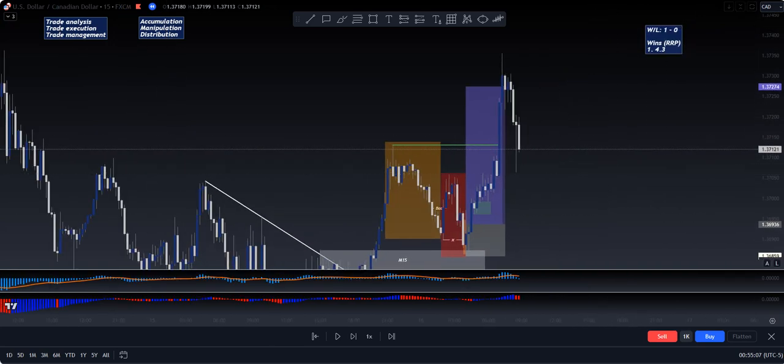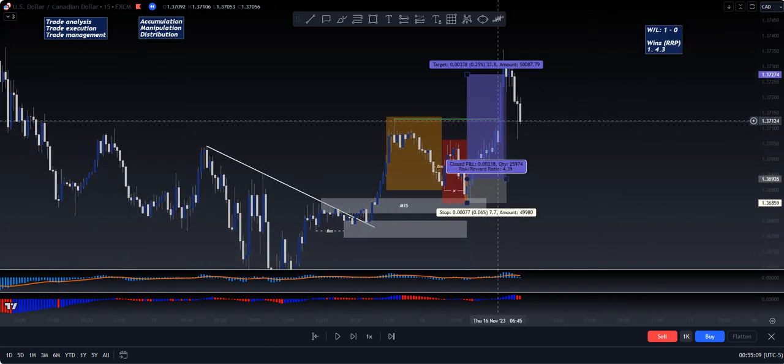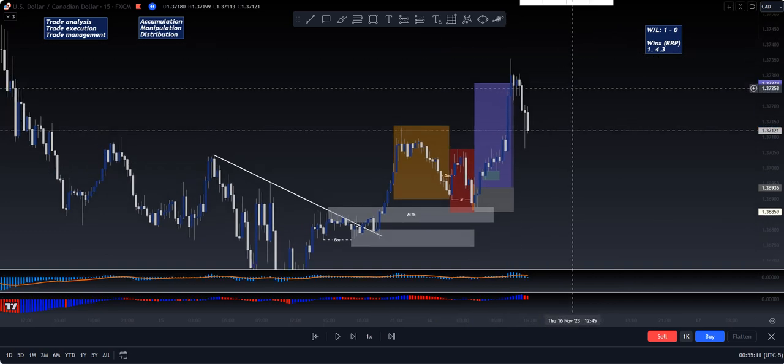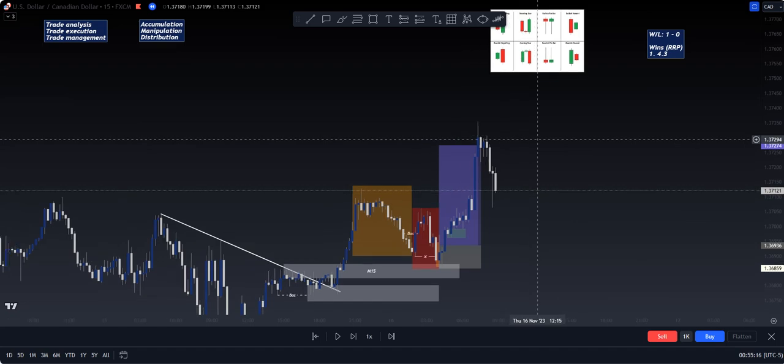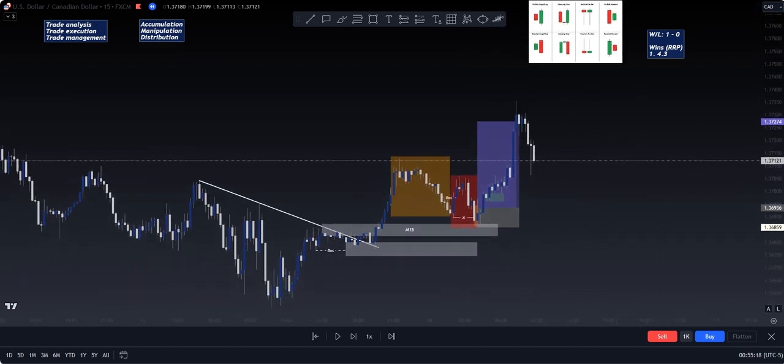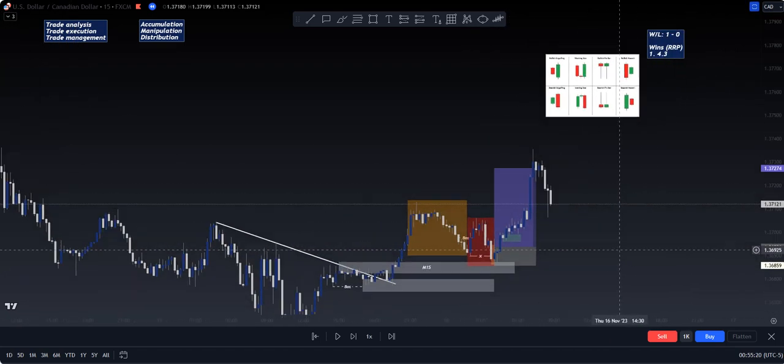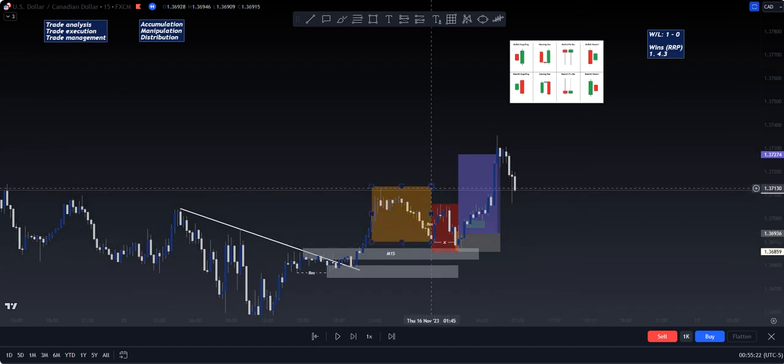So now we're here, right? The market made its move. We caught that move. We got out there. We want to see what the market's next move is most likely to be. Now, let's get rid of this stuff.